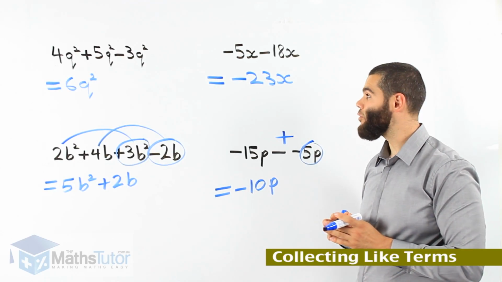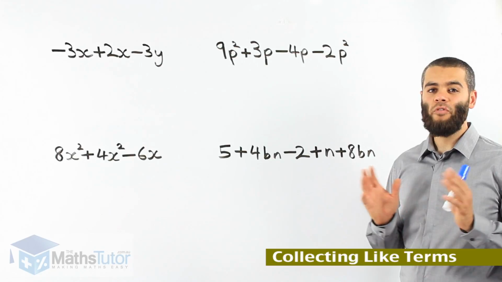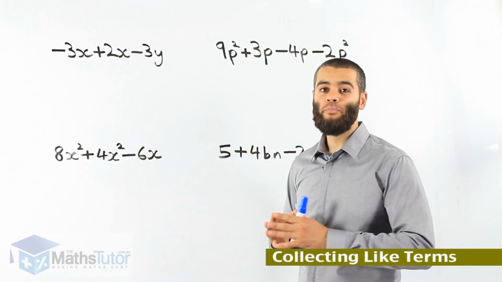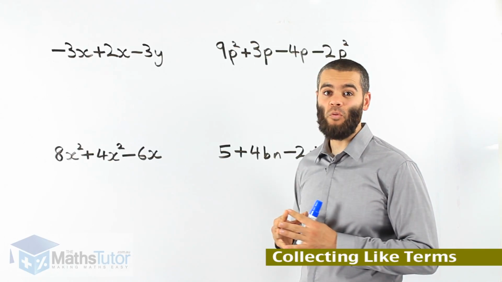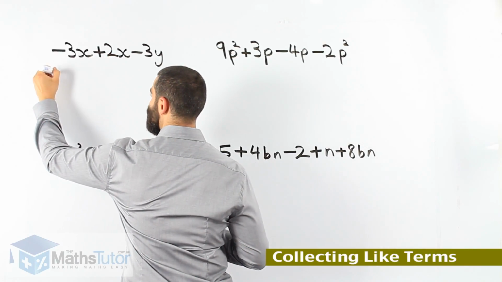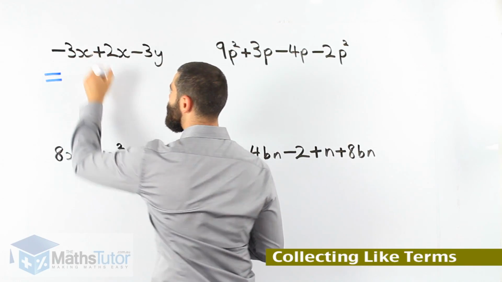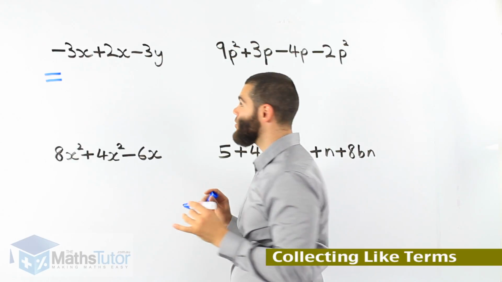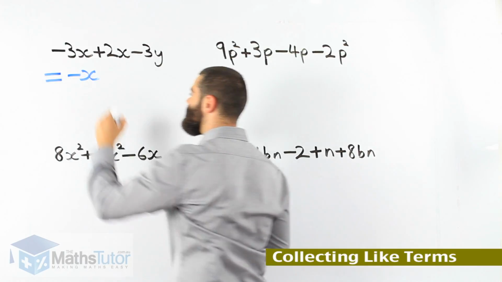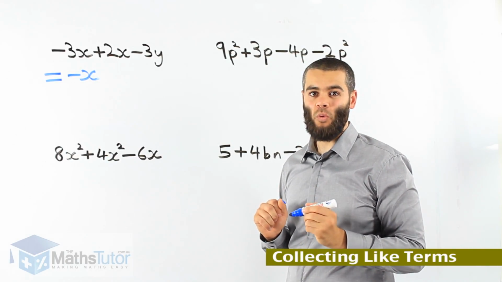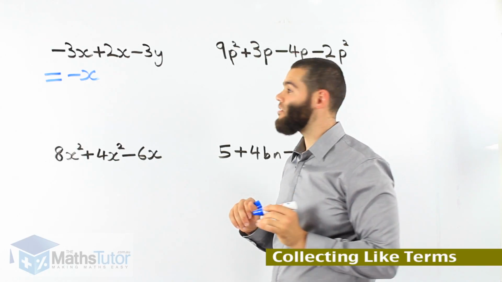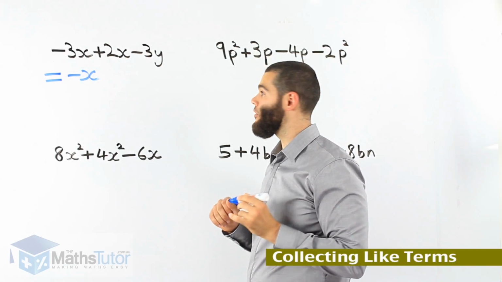Let's do another 4 examples. 4 examples, let's go through them. Minus 3x plus 2x minus 3y. Like terms. Minus 3x plus 2x are the like terms. Minus 3 plus 2, what are we going to do? Minus 3 plus 2 is negative 1x. We write it as negative x. We don't need to put the 1, but we know it's there. So negative 3 plus 2 is negative 1x. Negative x, that's how we write it.